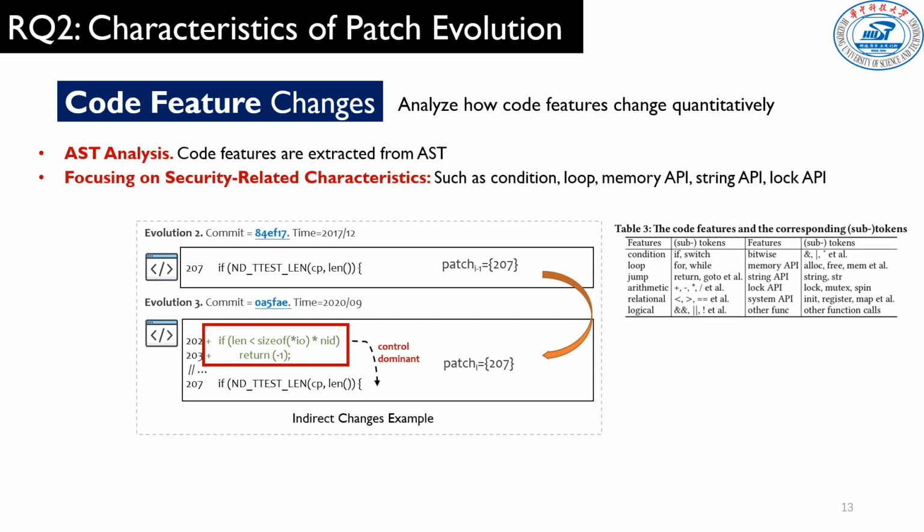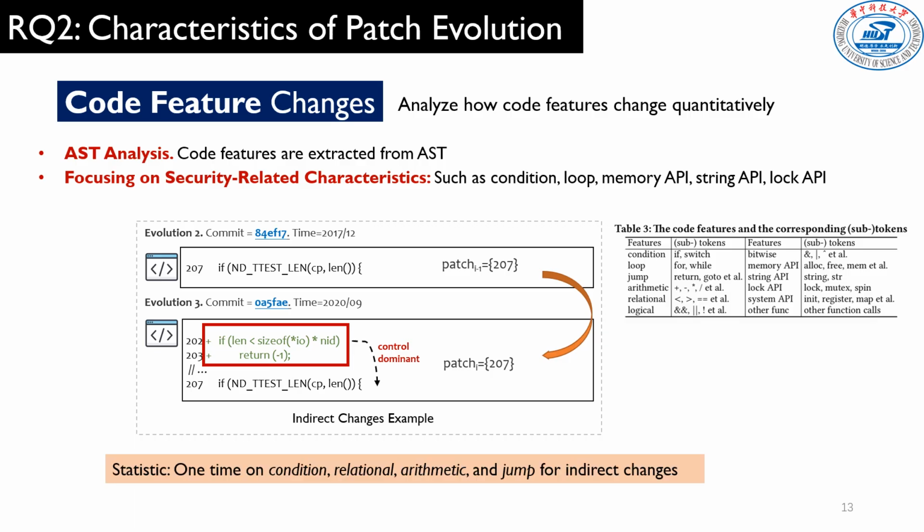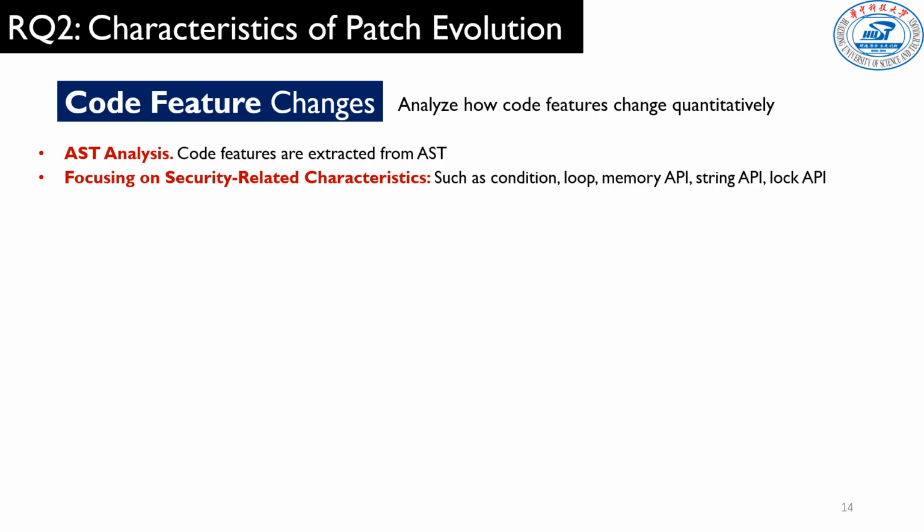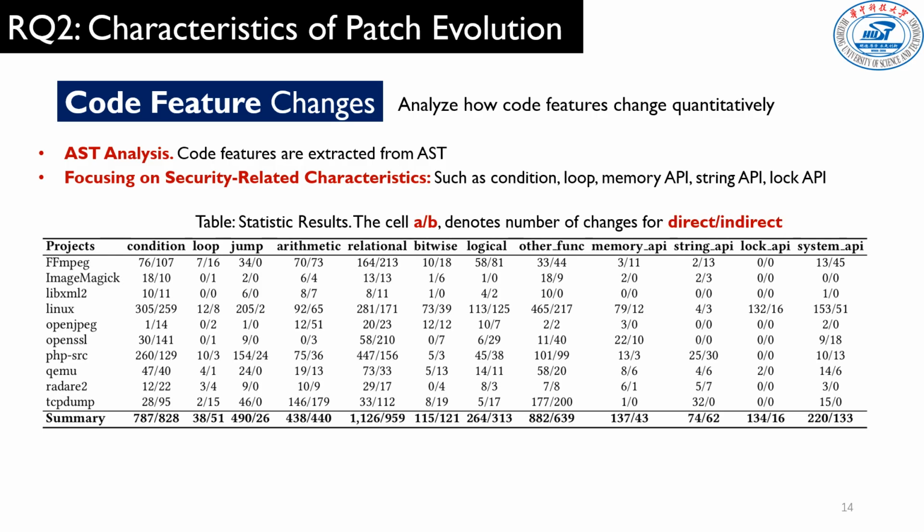Here, we show an example of indirect changes in code features. In this evolution, control flow was modified with new conditions. Specifically, lines 212 to 213 include changes in condition, relational, arithmetic, and jump features. The table shows the number of direct and indirect changes.